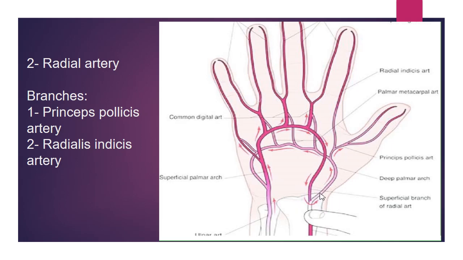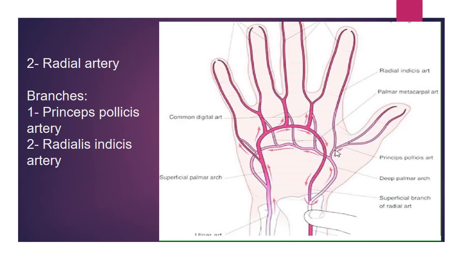Here is an image showing the branches of radial artery and superficial and deep palmar arches as well. Here is the radial artery. This is superficial branch of the radial artery, and this is the deep palmar branch of radial artery, which forms the deep palmar arch, this one. As you can see, from the deep branch of radial artery in the palm, just deep to the oblique head of adductor pollicis, it gives off two branches. The first one is princeps pollicis artery, this one, and the second branch is radialis indicis artery, this one.